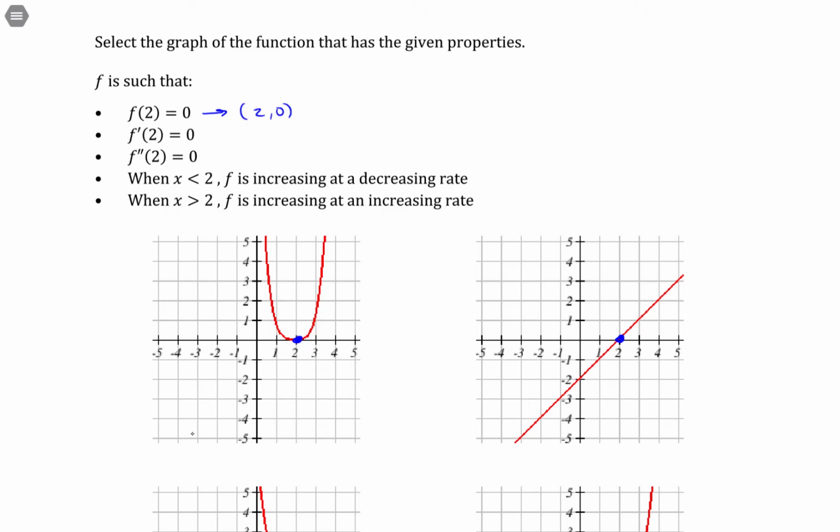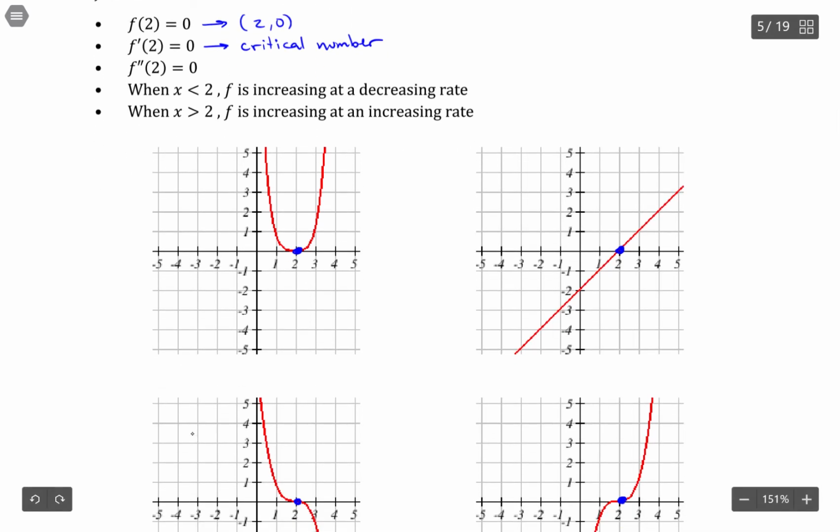So if f prime of 2 is equal to 0, so if the first derivative evaluated at a point is 0, then that means it is a critical number. And critical numbers are places where we either change from increasing to decreasing, or decreasing to increasing, or you stay from one to the other. But something's happening there. That is the case in the first one. We go from decreasing to increasing.